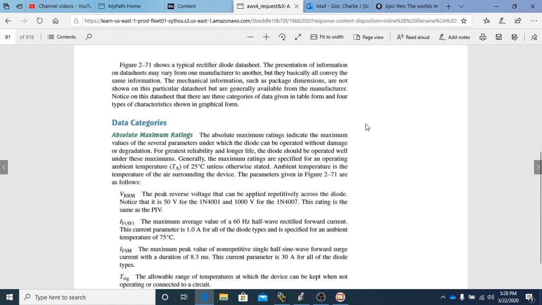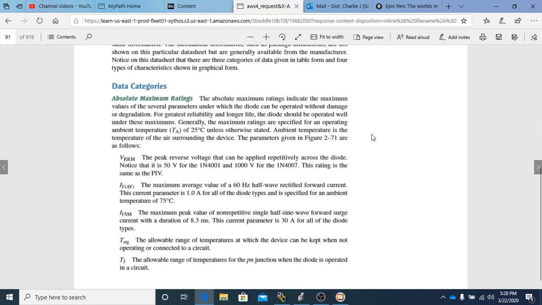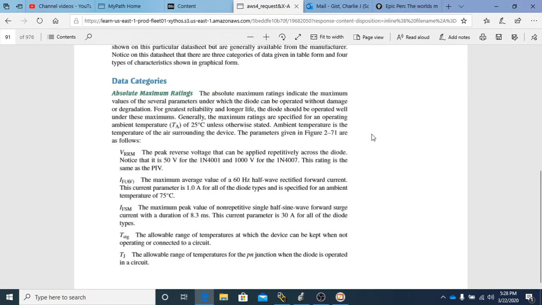So here are some of the categories that you're going to see on a data sheet for a diode. This one is the absolute maximum ratings. The absolute maximum ratings indicate the maximum values of the several parameters under which the diode can be operated without damage or degradation. For greatest reliability and longer life, the diode should be operated well under these maximums. Generally, the maximum ratings are specified for an operating ambient temperature of 25 degrees Celsius unless otherwise stated.